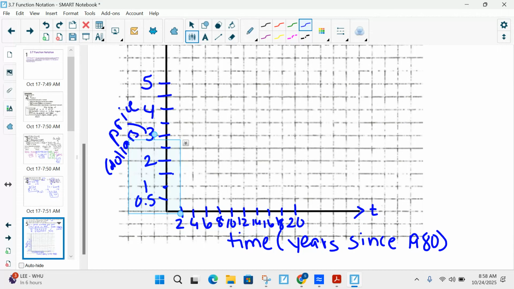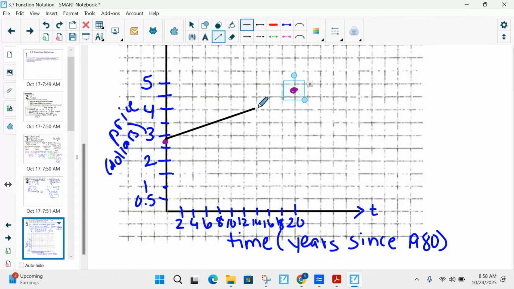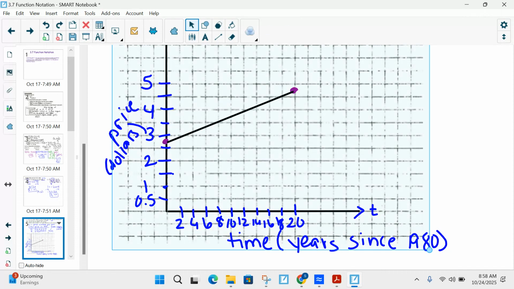And then you plot your first point and your last point. The first point is from the beginning of the domain, which is 0 to 2.75, so right there, in between the 2.5 and the 3. And your last point is at 20 and 4.75, so right there. Then take your straight edge and connect it with a line segment. You're not going to include arrows or go past these points because the function doesn't go past it. It could possibly change.